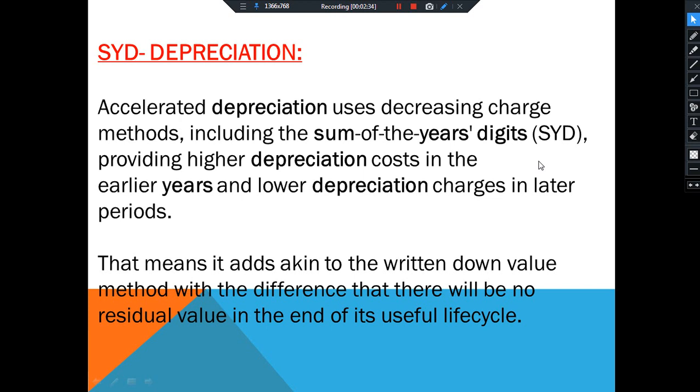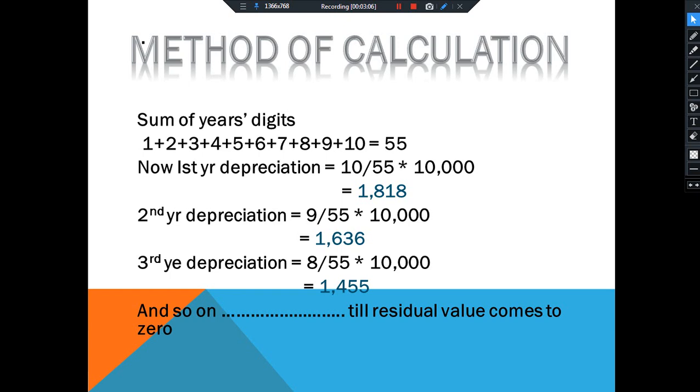It bears some kinship or relationship to the written down value method also. But in the written down value method, in the end, there will always be a residual or salvage value, which is negligible, but it is left. In SYD depreciation, at the end of its useful life, there will be no residual value. We will take a look at how this is possible. Let me discuss the method of calculation, but we will come to this slide later on.